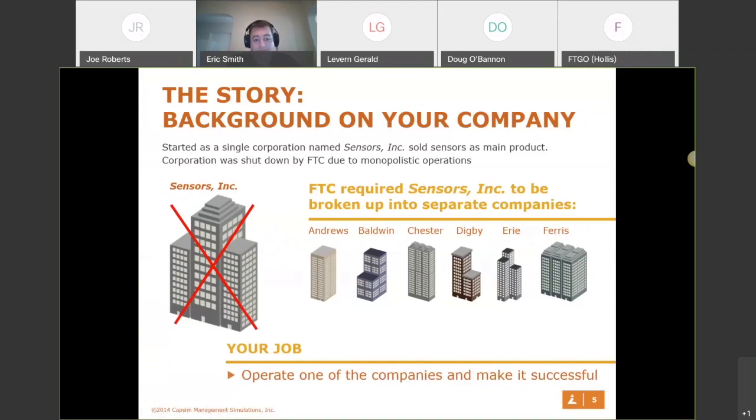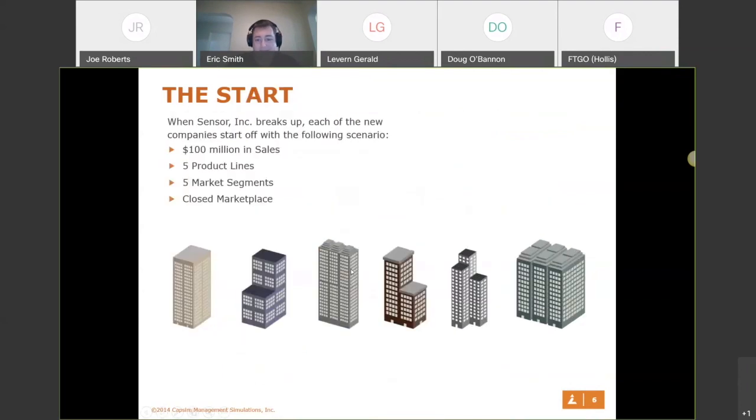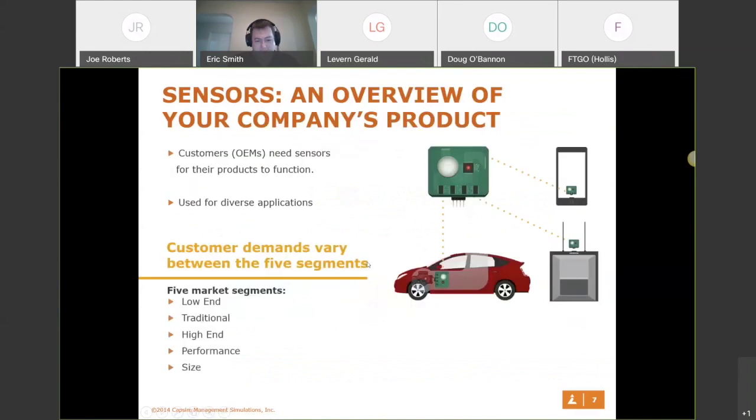There was a monopoly in place. The monopoly gets broken up into those 6 teams. You'll see the starting conditions for the simulation in a moment when we look at round zero. This is how everything looks after we broke up the monopoly, where the students are picking up their tenure as CEO. Everybody starts with 100 million in sales. There are 5 market segments, and you start off with one product in each of those 5 markets. It's a closed marketplace, so the same 6 companies we start with will be the same 6 that we end with.